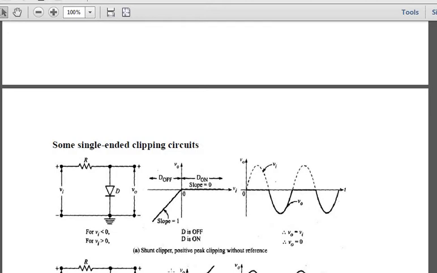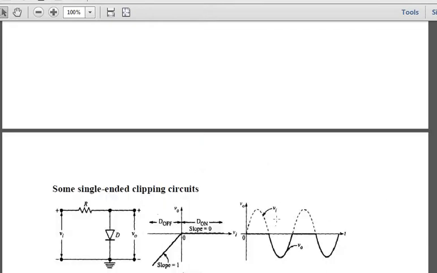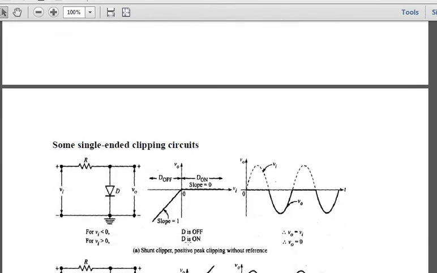Very firstly, which one is this? This is a shunt clipper, because we have the resistor followed by a diode. Here the condition is a shunt clipper with positive peak clipping without reference voltage. So there is no reference voltage here. See, this is the transfer characteristics, this is the circuit diagram, and these are how your clipping has to be done. So the very first is your shunt clipper, positive peak clipping without any reference.